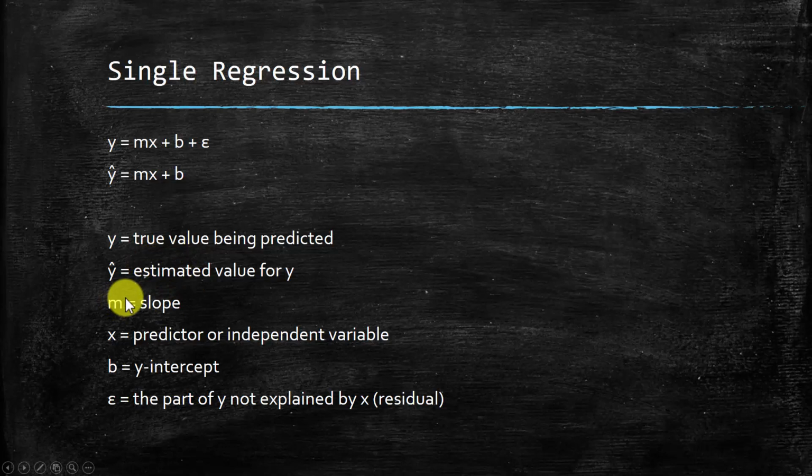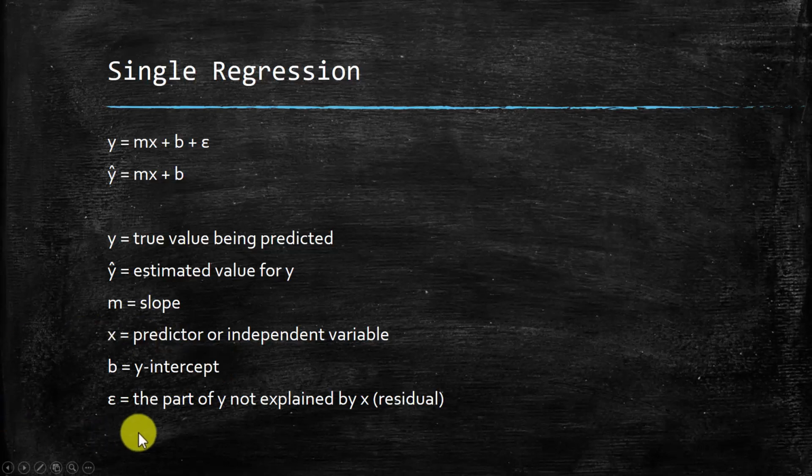M is slope, it's rise over run, the slope of your regression line. The x is the predictor or independent variable, the thing you're using to predict y, so using your height, for example, as x to predict your weight y. B is the y-intercept, so this is the value of y when x is 0. So the value of your weight, for example, when your height is 0, which in that case really doesn't have physical meaning. And that's common where y-intercepts really don't have physical meaning.